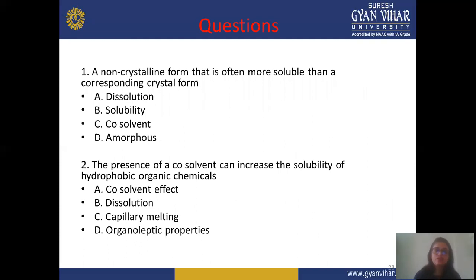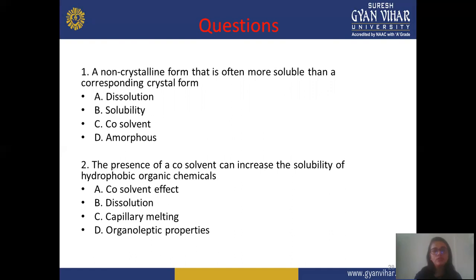Next is the question part. In the question part, the first is: a non-crystalline form that is often more soluble than a corresponding crystal form. In this, you should know about pre-formulation study and what a crystal form is. According to this study, you should answer this question and select any one out of the 4 options. Option A is dissolution, B is solubility, C is co-solvent, and D is amorphous.